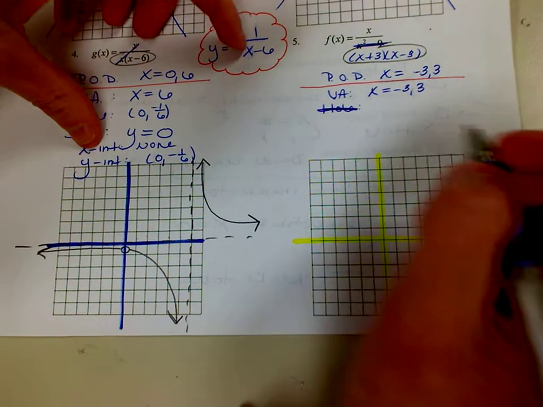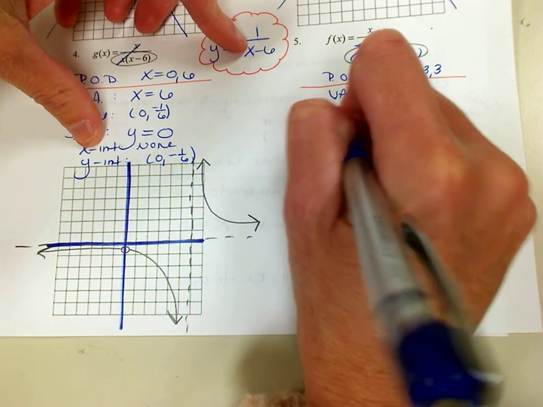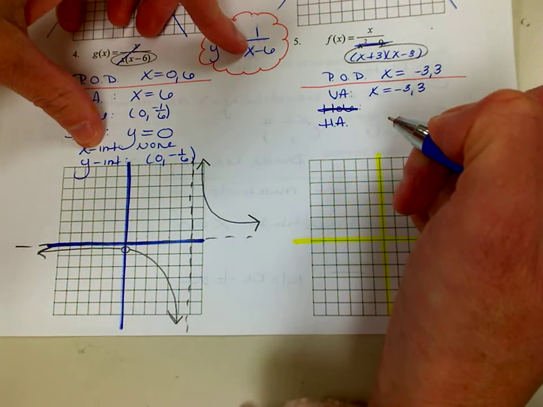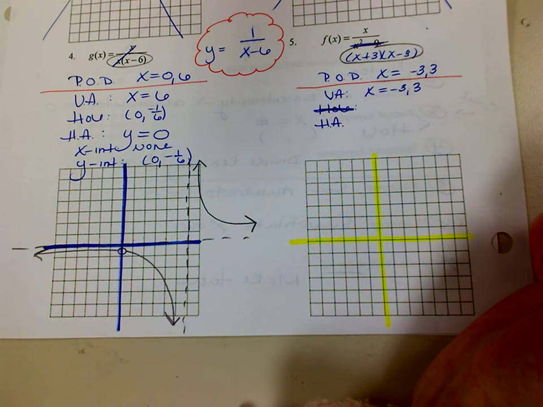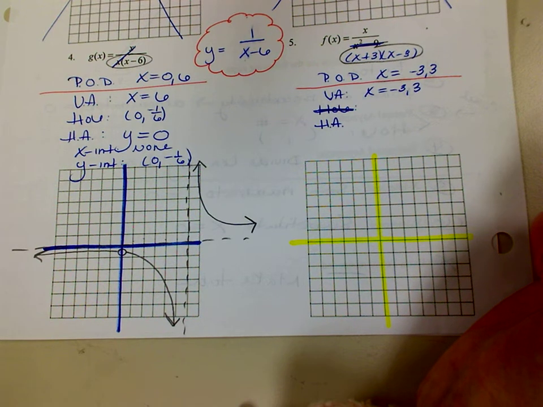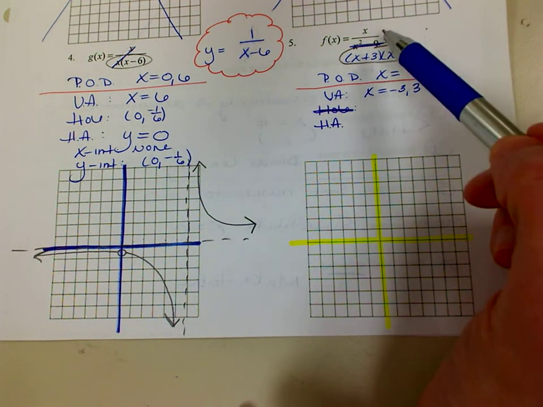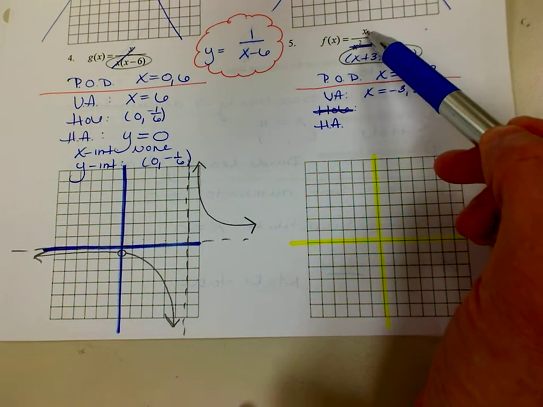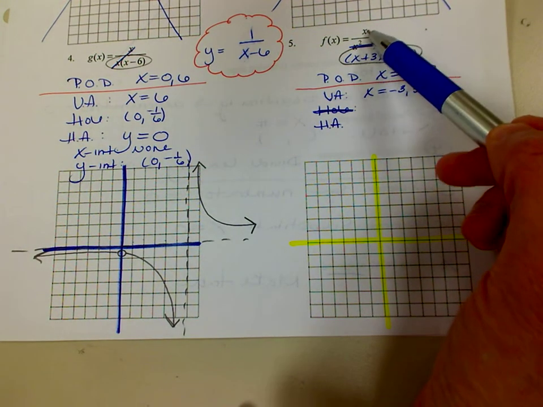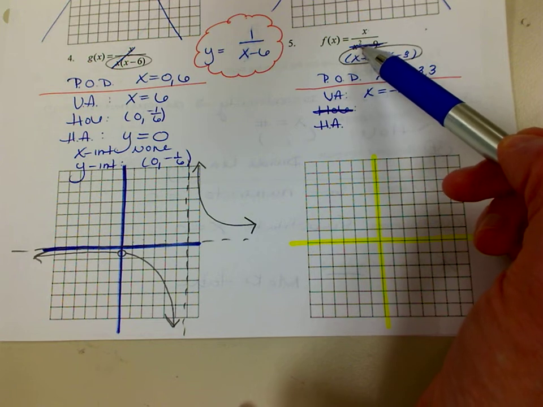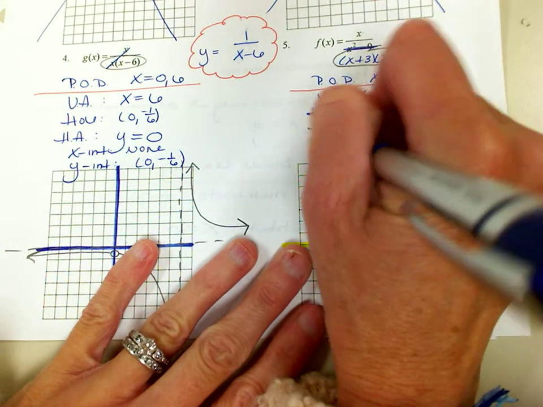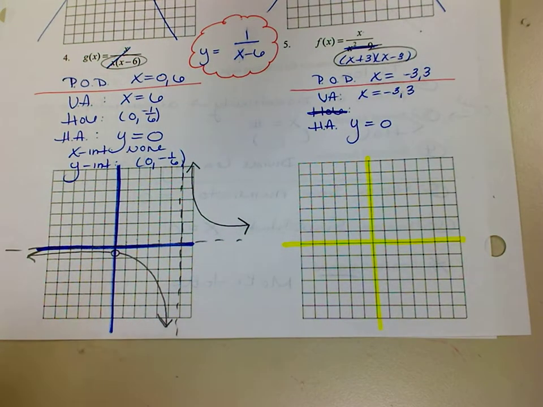Now I'm going to find a horizontal asymptote. To do that, I'm going to divide my leading terms. Since nothing cancels, I can just go back to my original problem. If I take x divided by x squared, it's easier to do in the non-factored version. My denominator has a higher degree. Since it has a higher degree in the denominator, the horizontal asymptote occurs at y equals 0.